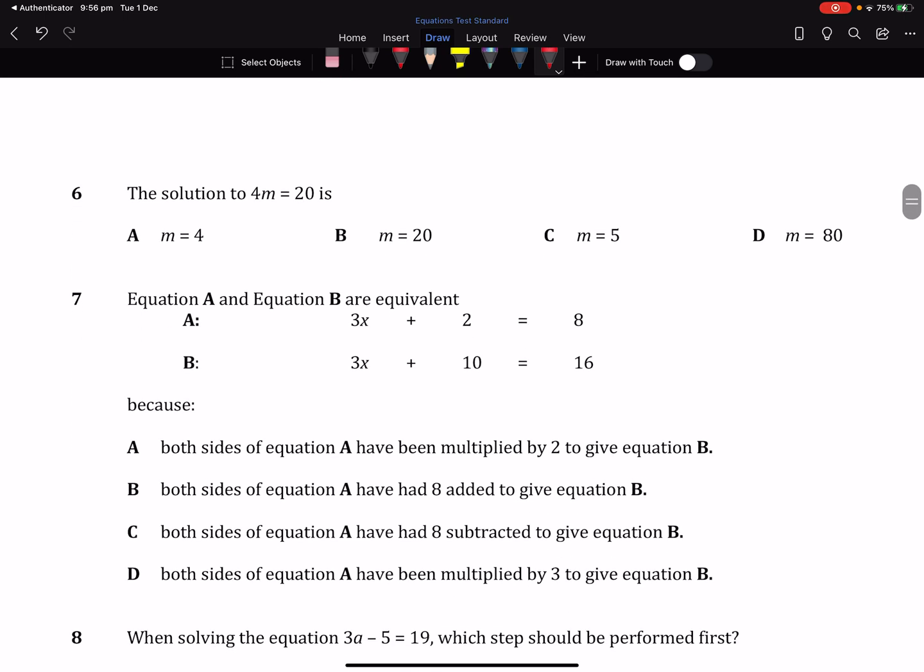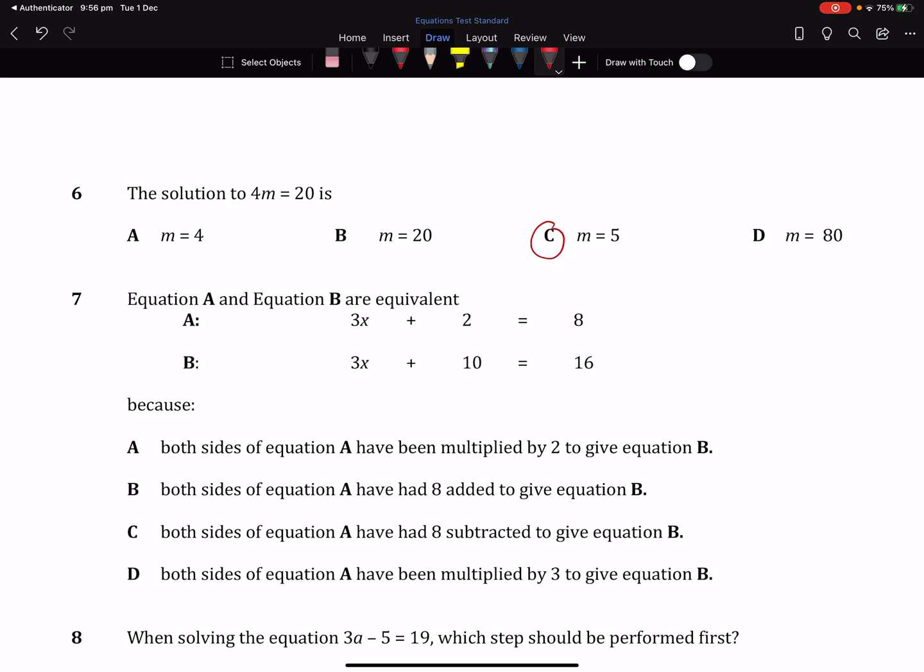The solution to 4m equals 20. Again, we can do the proper math, but let's just quickly do this in our head. Think about our 4 times table. What multiplied by 4 is going to be our m to get 20? Of course, we know straight away that m has to be equal to 5, 4 times 5 being 20.